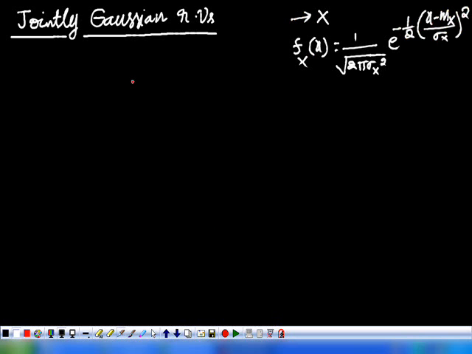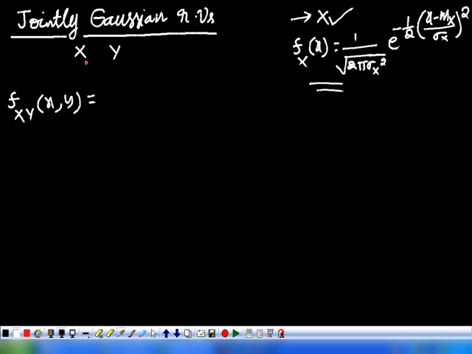Now we consider two random variables that are jointly Gaussian. Here x and y are said to be jointly Gaussian if the joint probability density function fxy of x comma y of these two random variables has a particular form. If the probability density function of a random variable is in this form, then the corresponding random variable is said to be Gaussian.